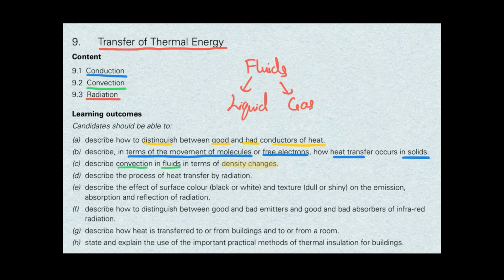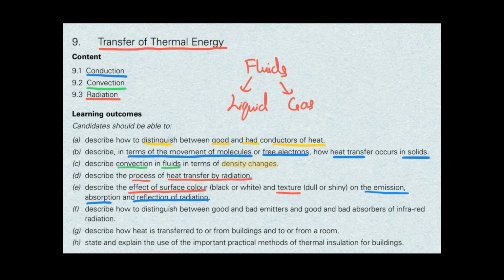Okay, it wants us to also describe the process of heat transfer by radiation, which he further goes into detail with, asking what will be the effect of surface color and texture on what. He also tells us what? He tells us on the emission, absorption, and the reflection of radiation.